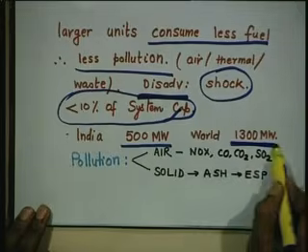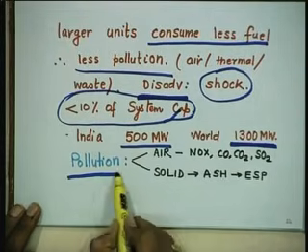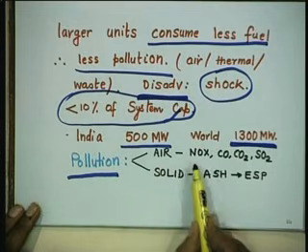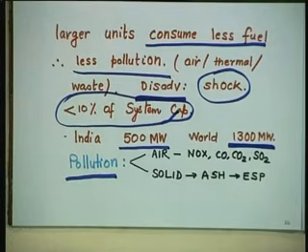In the world, the highest size unit is 1300 megawatt. Why are we not able to go to that? Because of shock, one reason. Secondly, money. 1 megawatt needs 4 crores. So 1300 megawatt will need what? 52,000 crores. From where do you bring it? Pollution we have already talked about just now, 5 minutes before. Air, NOx, CO, CO2, SO2, solid ash to be collected by electrostatic precipitator.